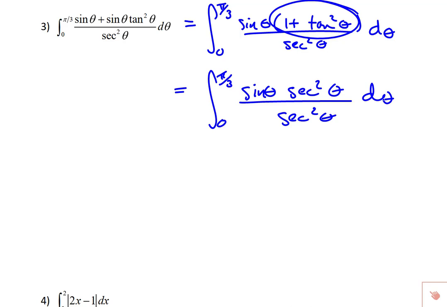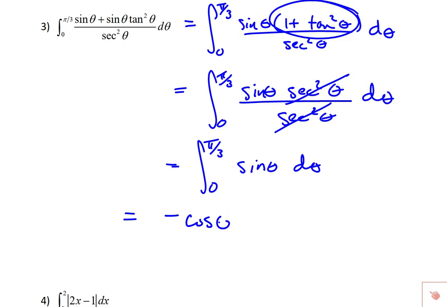And by now, I'm sure you can see where this is going. These secant squareds will cancel, which means we really just have the integral from 0 to pi over 3 of sine theta d theta, which we can evaluate using our fundamental theorem. The antiderivative of sine will be negative cosine. Be careful on the signs of those functions. We would want that evaluated from 0 to pi over 3, which means we really have negative 1/2 minus negative 1, which is really just a positive 1/2.